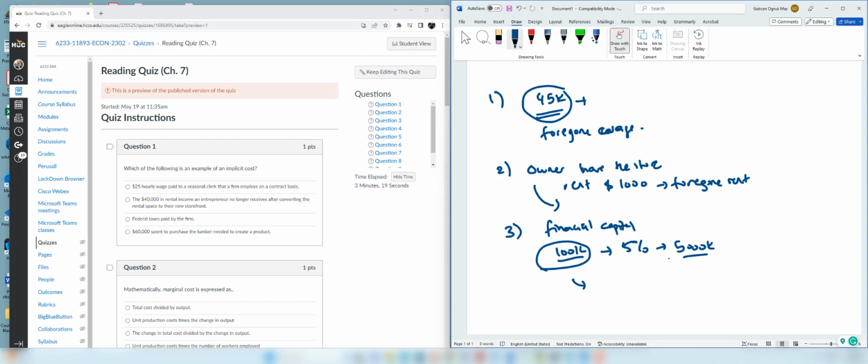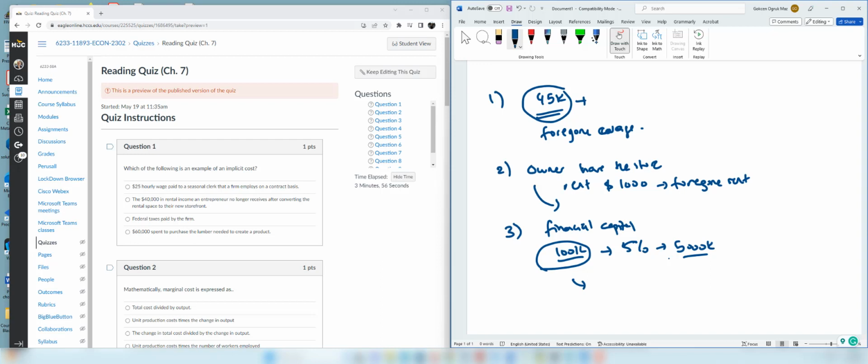Which of the following is an example of an implicit cost? $25 hourly wage paid to a seasonal clerk that a firm employs on a contract basis. This is an explicit cost, which is in fact cost of labor. Second option, the $40,000 in rental income an entrepreneur no longer receives after converting the rental space to their new storefront. This is an example of an implicit cost. Now the entrepreneur is giving up the rent income. Therefore, it's a foregone opportunity. So the right answer is the second option.